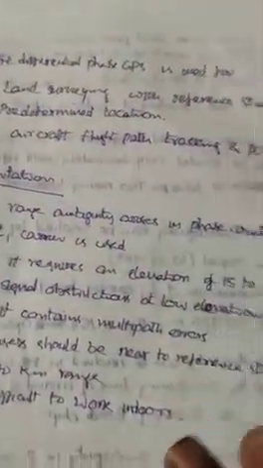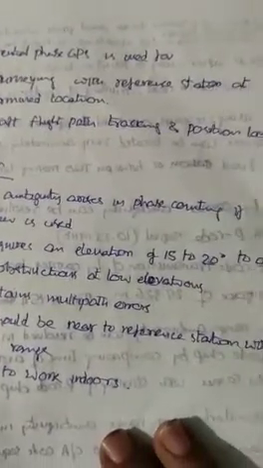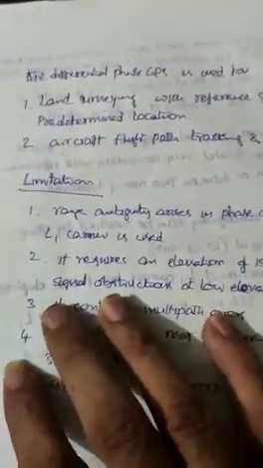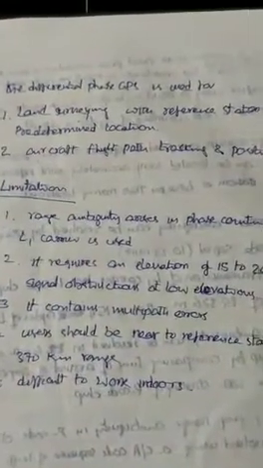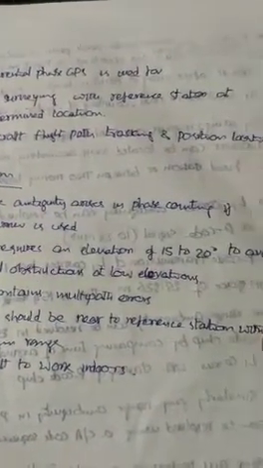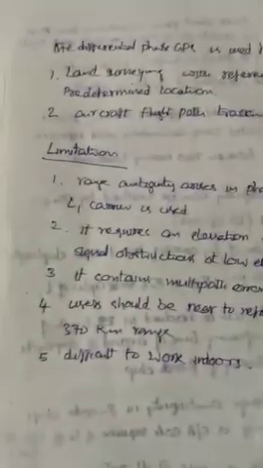This is also called the differential phase technique. And what are the different applications of DGPS? Basically, DGPS is used for land surveying with reference to a station at a particular predetermined location. Similarly, it is useful for aircraft path tracking as well as position location systems.